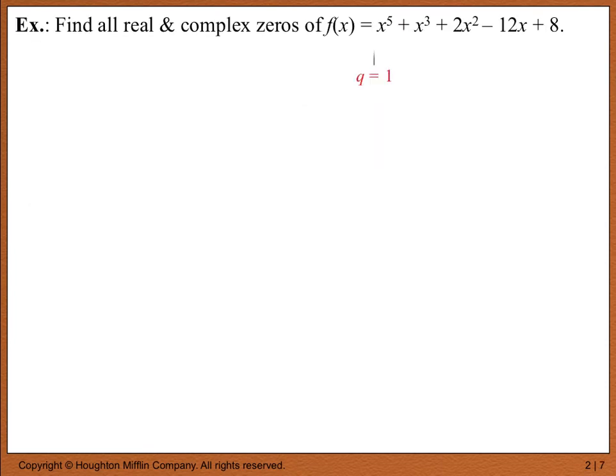Next example, find all real and complex zeros of f of x equals x to the fifth plus x cubed plus 2x squared minus 12x plus 8. Okay, here our q is 1 and our p is 8.